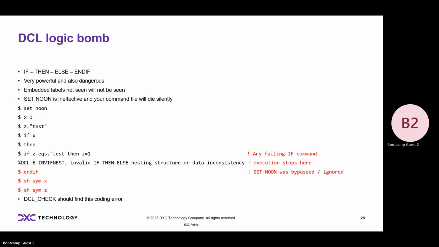It just exploded at this point, and it did not execute the rest of this, because of the conjoined nesting structure and data inconsistency. So sometimes your jobs may actually fail. Just be aware of that code. But as I say, DCL check will find it.